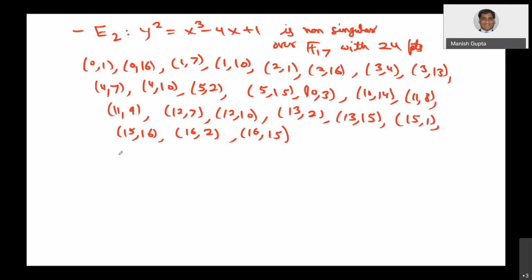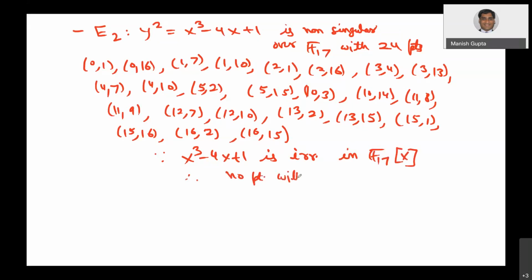Now E2 contains no points for which y component is 0. You can see that there is no point with y component 0. In fact, since x cube minus 4x plus 1 is irreducible in F17[x], therefore there is no point with y coordinate 0. Okay.